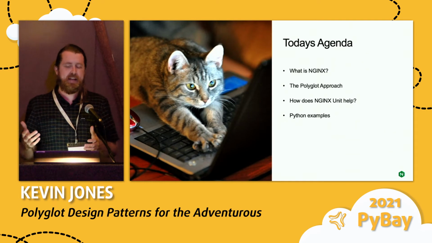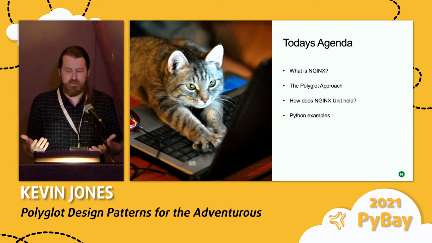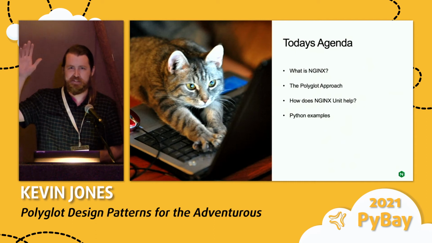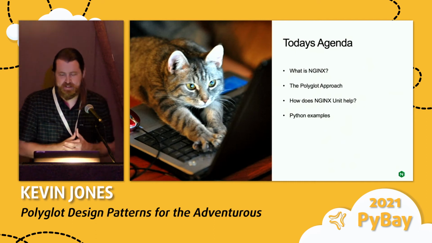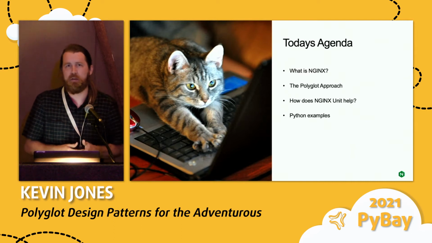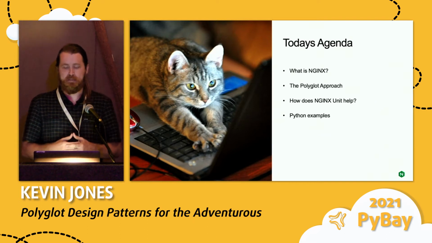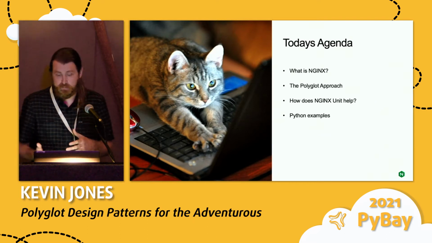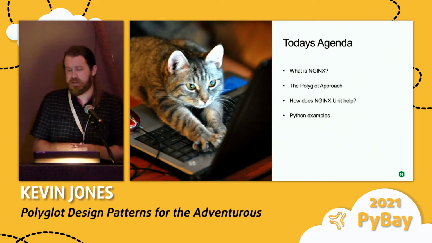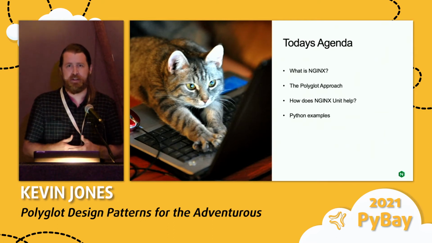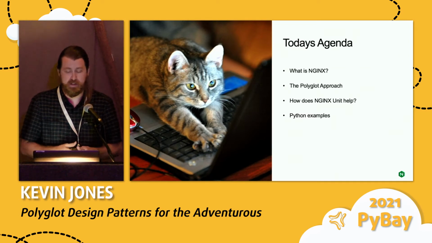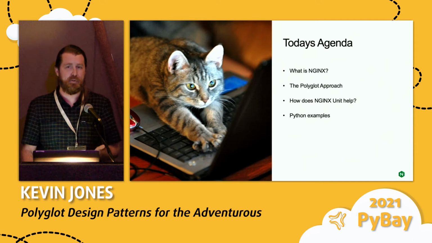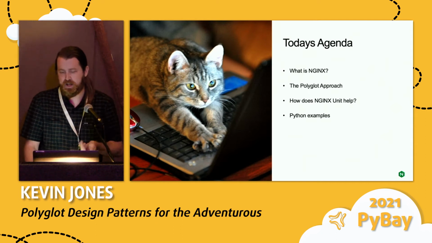So the agenda today is, first I'm going to tell you a little bit about NGINX if you don't know what NGINX is. By the way, raise your hand if you know what NGINX is. Awesome, so cool. Everyone knows NGINX, been around for a while. I'm going to talk a little bit about the polyglot approach and some of the caveats to that, of why maybe your organization might want to adopt the polyglot and maybe reasons why you might not. And then I'm going to talk about specifically how NGINX Unit helps your organization adopt a polyglot type of architecture. And then I'm going to give some examples of how you can actually deploy a Python application with NGINX Unit.